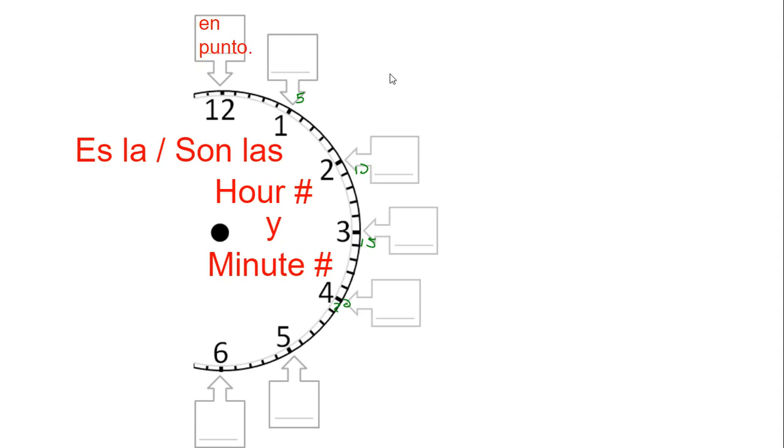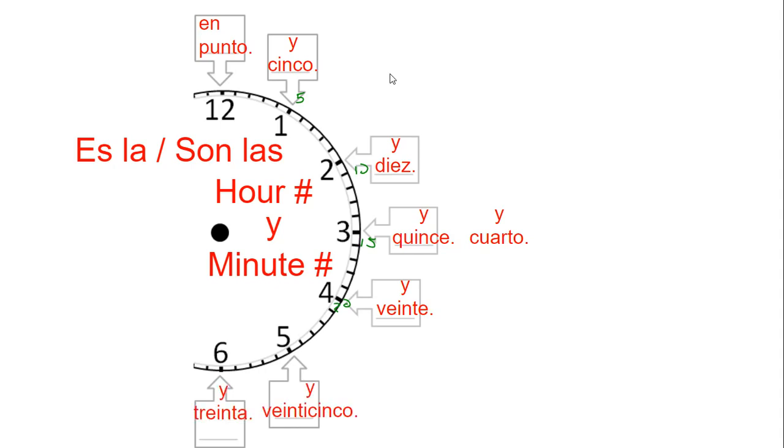If it's more than exactly on the hour, you're going to add some minutes to it. So if it's y cinco, if it's 5 after, es la una y cinco, or son las dos y cinco. Y 10, y 15. Now remember, we had that special word for quarter. So it could be y cuarto. I use cuarto almost every time. You can use either one. Y 20, y 25, y 30.